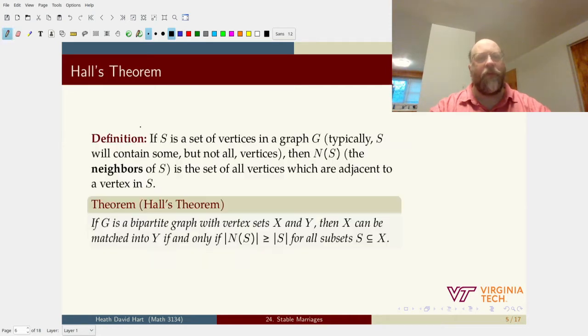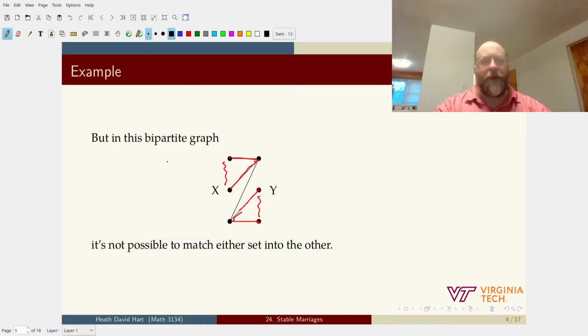So we're going to look at the question: what conditions make it possible to match X into Y? And the requirement is that if I look at any set of vertices in one of the partite sets, then that set has to have at least as many neighbors as the set. So let's go back to this example here, and I will clear off the annotations for a moment. And let's look at how Hall's theorem would work with this.